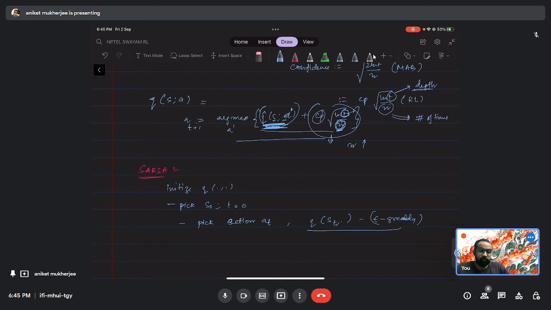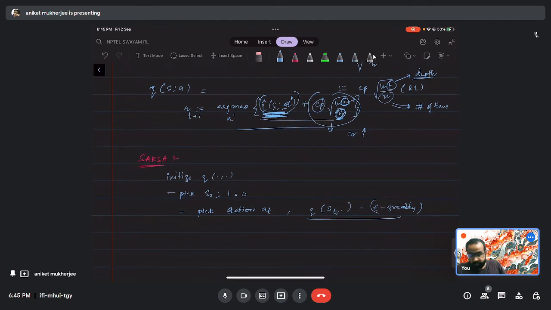Then take Q(S_t, A_t), because now you've picked an action. Update Q(S_t, A_t) with Q(S_t, A_t) plus alpha times R_{t+1} plus gamma Q(S_{t+1}, A_{t+1}) minus Q(S_t, A_t). I missed an action.